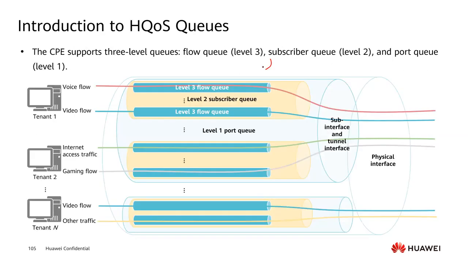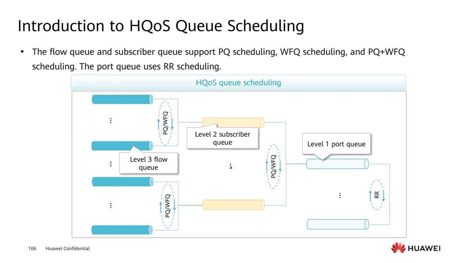Okay. We can directly look at this. The HQs can work in this way. The HQs have three level queues: flow queue, subscriber queue, and the port queue. The flow queue most of the time will define the traffic for the different tenants. And the level two, the subscriber queue, most of the time will be used to define the tenant. Okay. And the sub interface queue, or the port queue, can be put into a sub interface, into the terminal interface. The port queue basically will be used to define the sub interface or terminal interface. So the HQ actually is not that difficult. It is just multiple levels of queues.